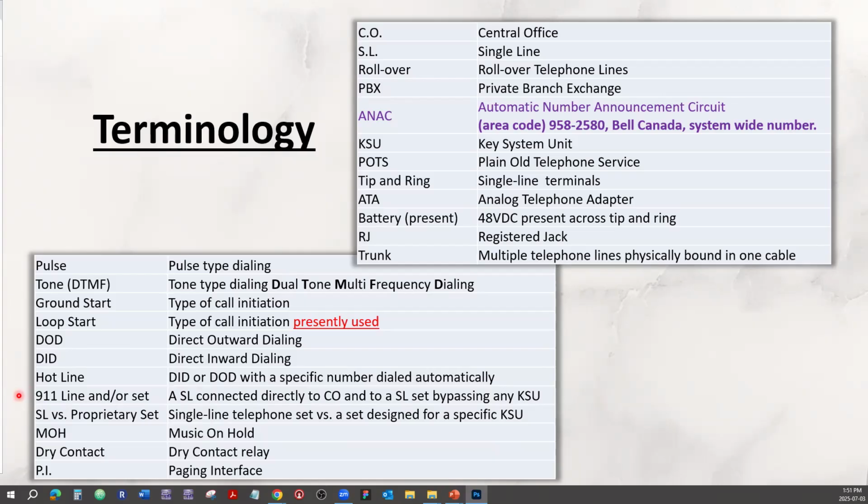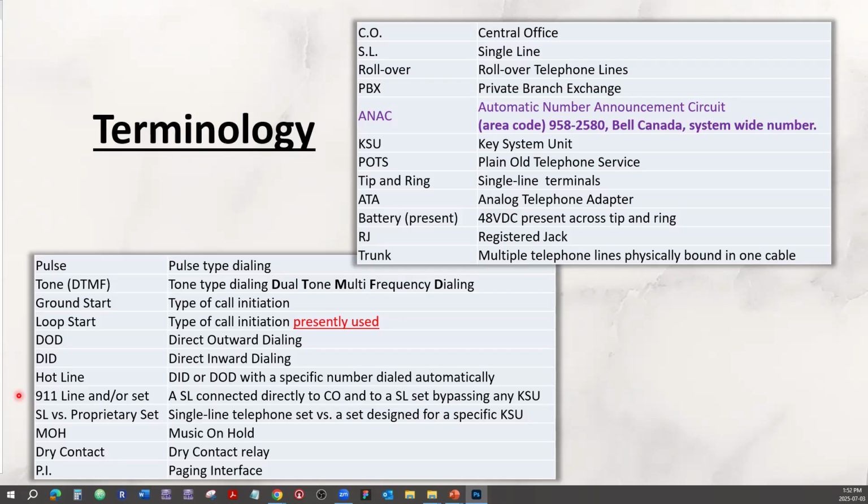A very common situation for that telephone to be installed is large production halls. And usually there will be more than one 911 phone. It's just a single line telephone set, a normal telephone connected straight to a CO line, a POTS line, bypassing any kind of equipment. The purpose is, if somebody needs to dial 911, there is the phone.